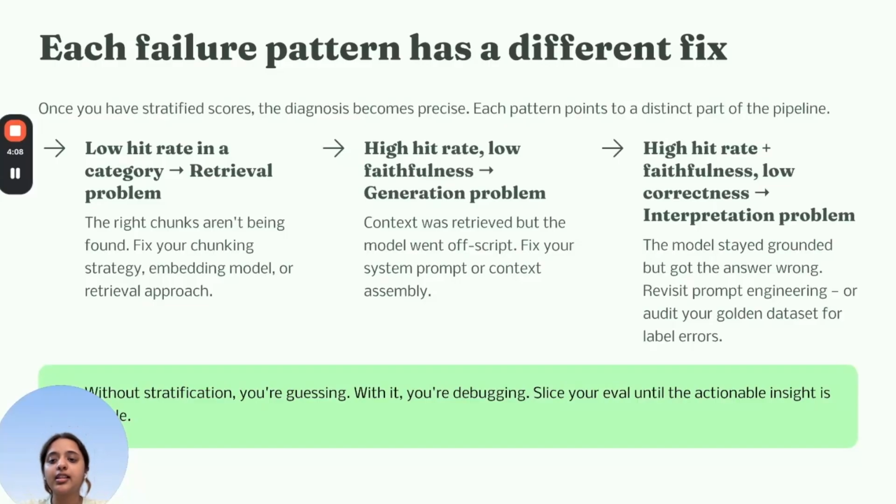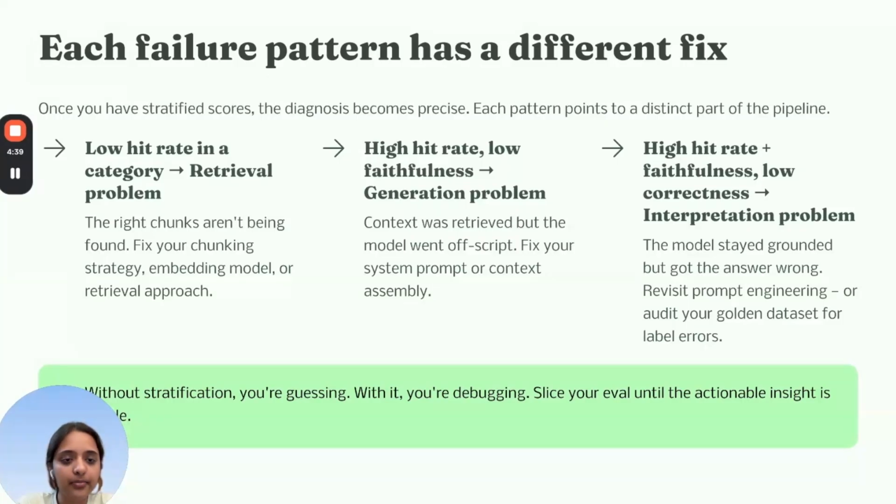Suppose there's a low hit rate problem, then that is definitely something up with the retrieval aspect of things. Right chunks are not being found. So maybe we have to fix our chunking strategy or the embedding model or the retrieval approach itself. If we have high hit rate and low faithfulness, then that's a generation problem. The claims that the model is making are not from the context itself. So we have to fix the system prompt or context assembly, the way context is being assembled before giving it to the LLM.